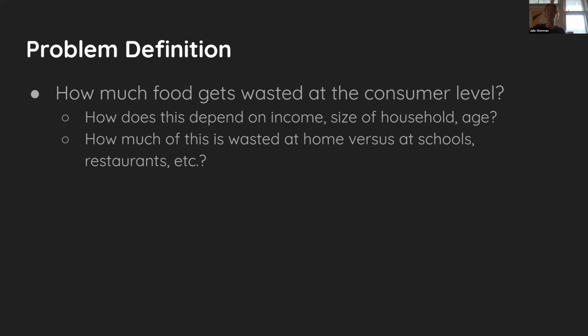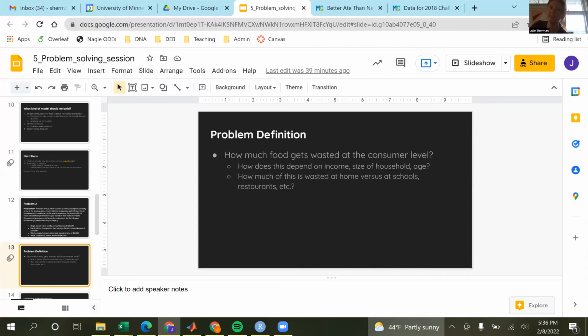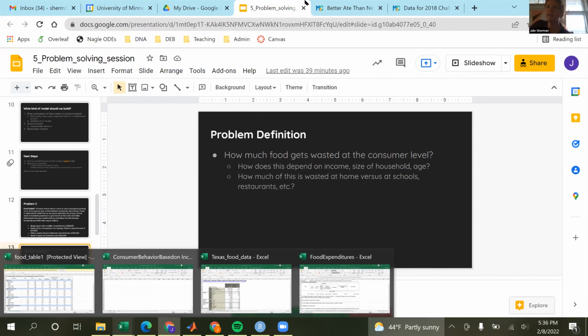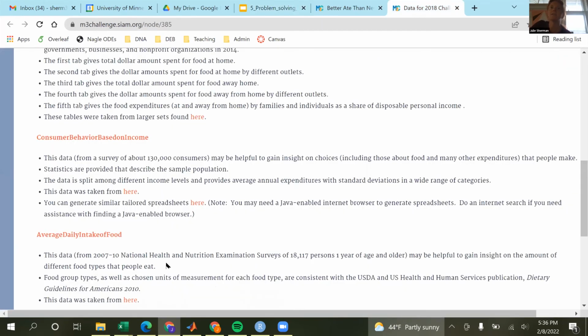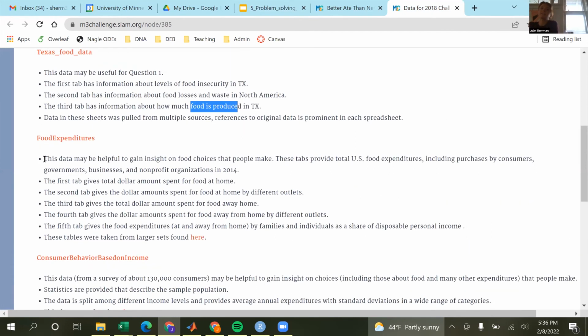Before we start looking at variables and parameters, let me show you some of the other data that they've provided us. Going back to our nifty little summary here, the second data set that they provide us is called food expenditures. And it's kind of clear that they want us to use this data for this problem because it says helpful to gain insight on the food choices people make, right? And that's almost word for word what the problem asked.